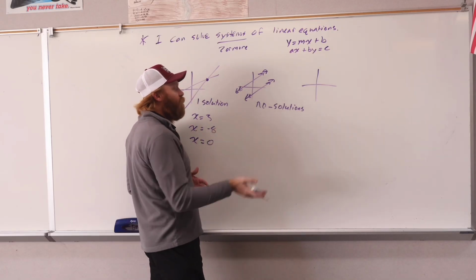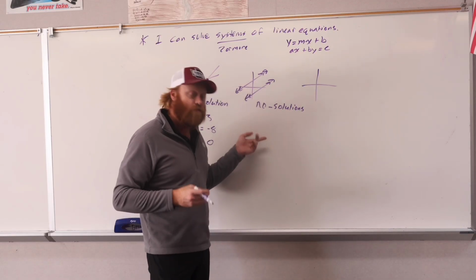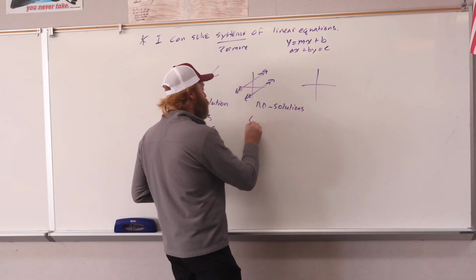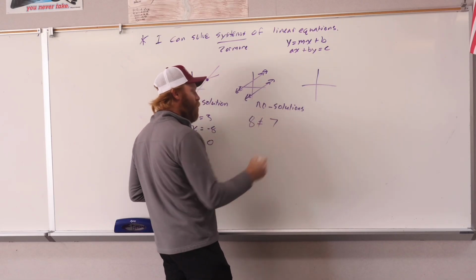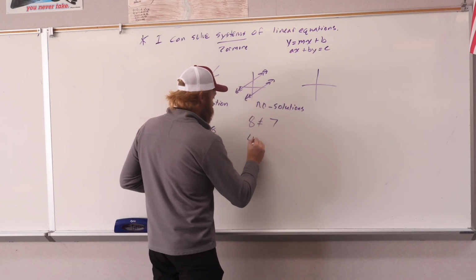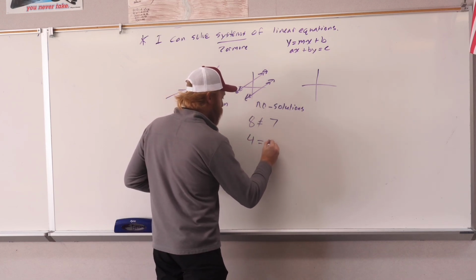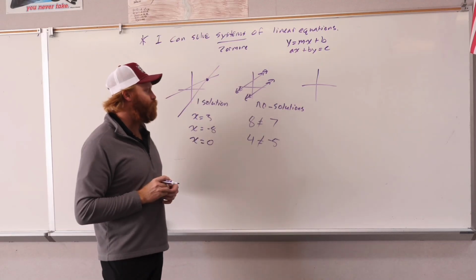All right, when we solve it down, what might that look like? Well, it's something that is not true. So we get something like 8 equals 7. It's not true. 8 does not equal 7. Or 4 equals -5. Okay, not true. 4 does not equal -5.